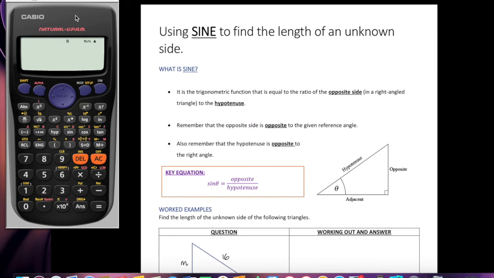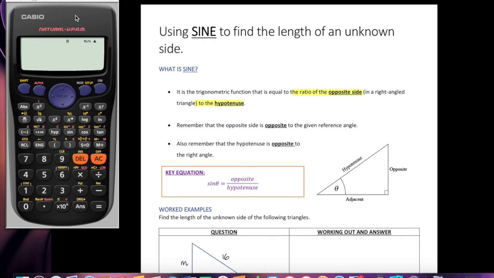So in this video, we're going to be looking at using sine to calculate the length of an unknown side, or to find it. If you're wondering what exactly sine is, it's basically the trigonometric function which is equal to the ratio of the opposite side to the hypotenuse. I'm just going to highlight that because it is quite important that you note that it is equal to the ratio of the opposite side to the hypotenuse.